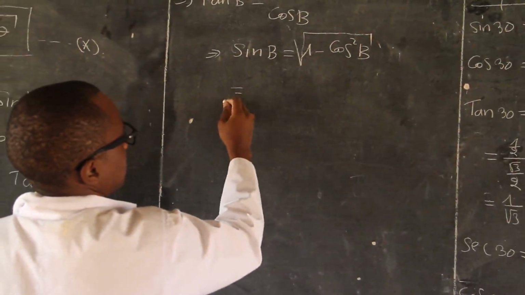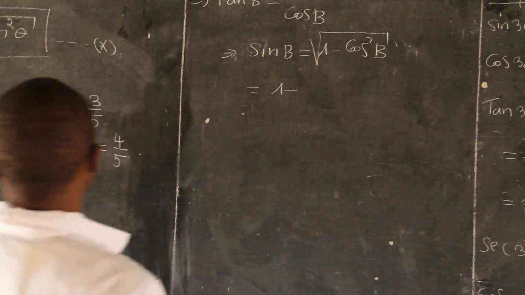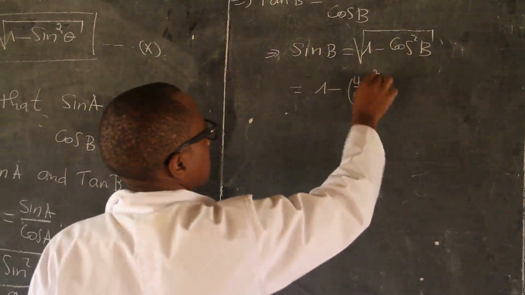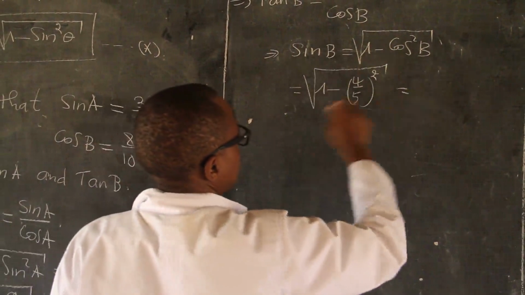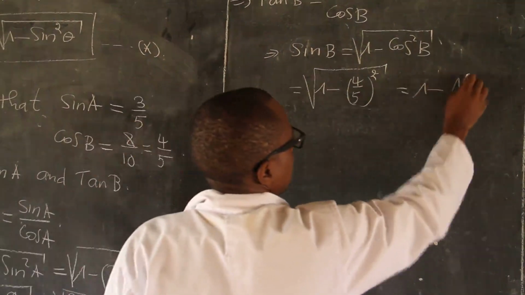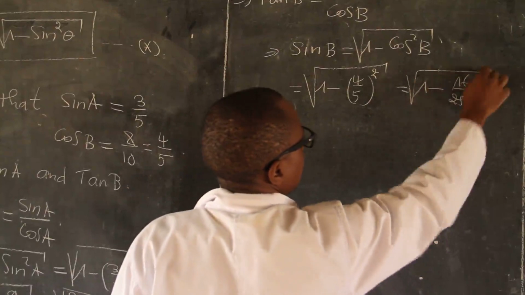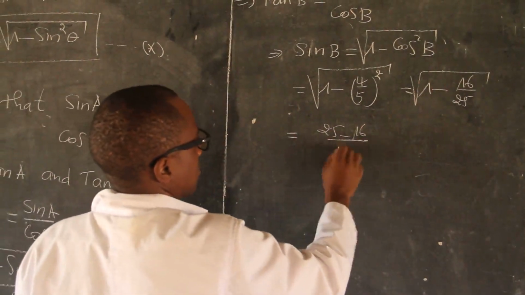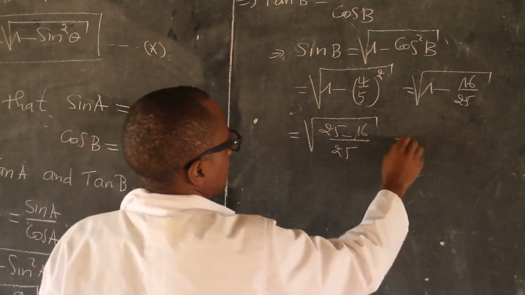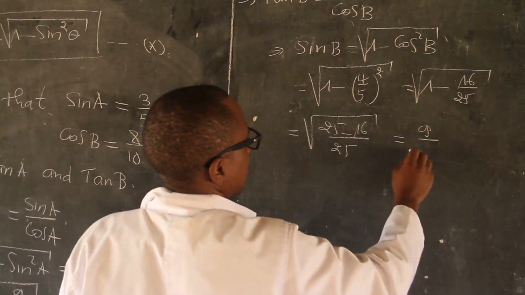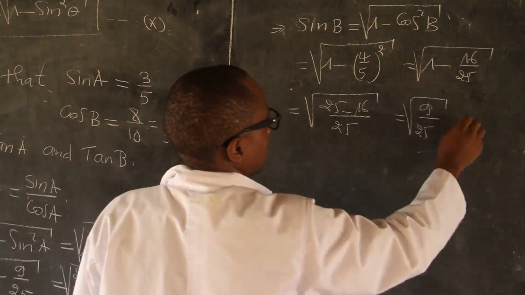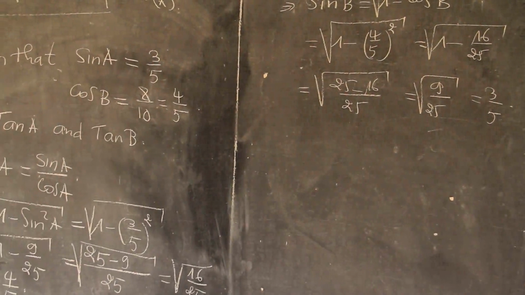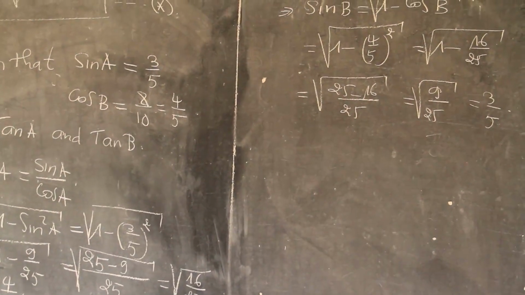So it is 1 minus cos B, which is 4 over 5, squared. So it is 1 minus 16 over 25, which is 25 minus 16 over 25. So of course it is 9 over 25, which is 3 over 5. So this is tan B. So you see that those formulas are very important.